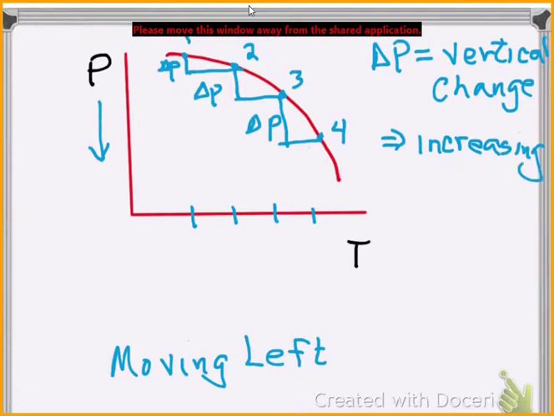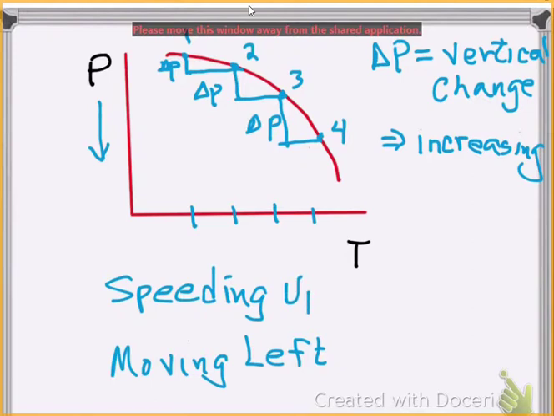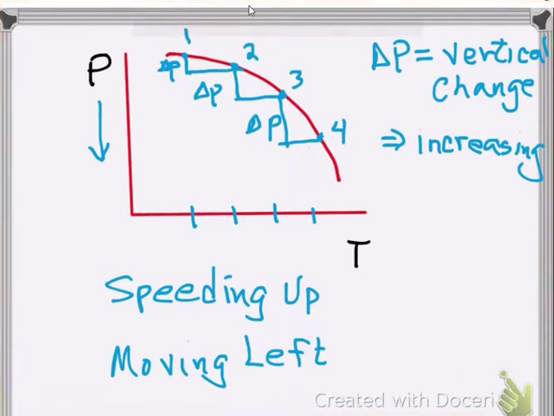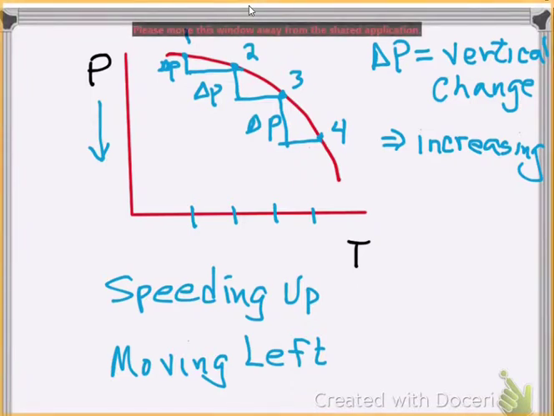Okay, since the delta P is increasing, then that means that the object is speeding up. So that means that this graph corresponds to a situation where the object is speeding up and it is moving to the left. Okay, so if you can draw in your steps like this, and the vertical step is increasing in size, that means that the object is speeding up.